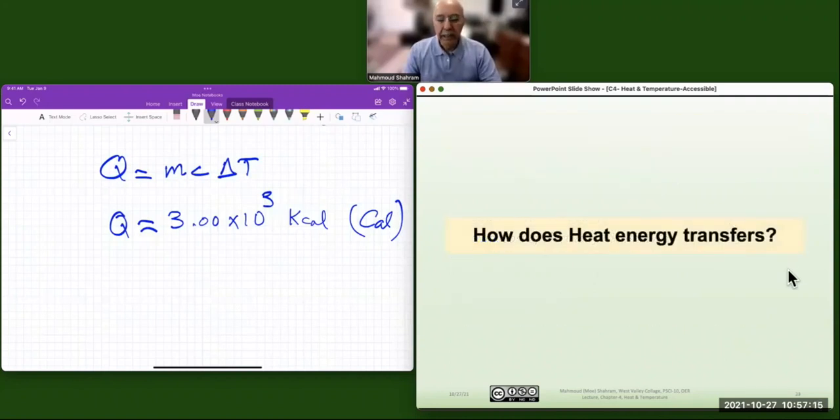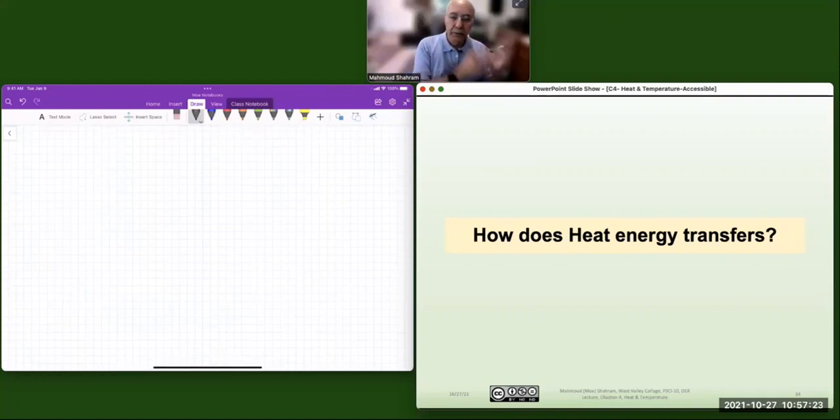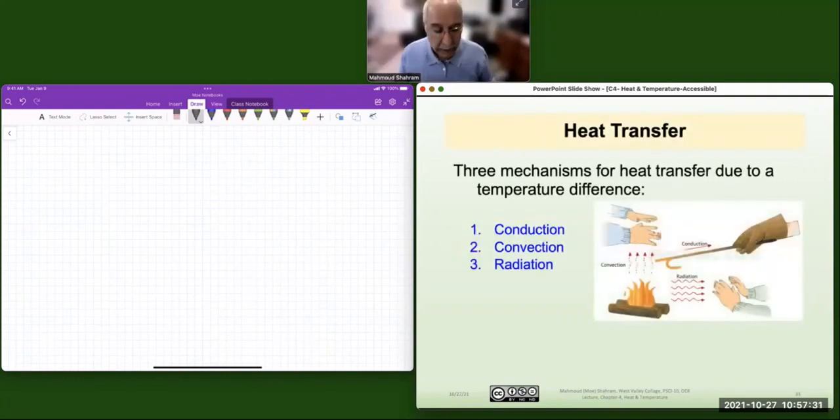All right, now we look at how the heat transfers from one object to another. What are the mechanisms? Well, we have to consider heat transfer from solid, heat transfer from gas, heat transfer from fluid, and all that. So let's look at it.